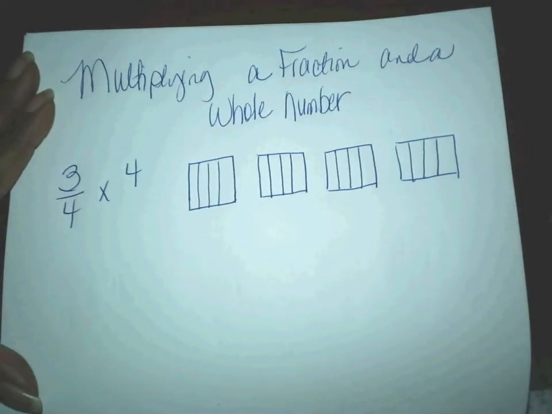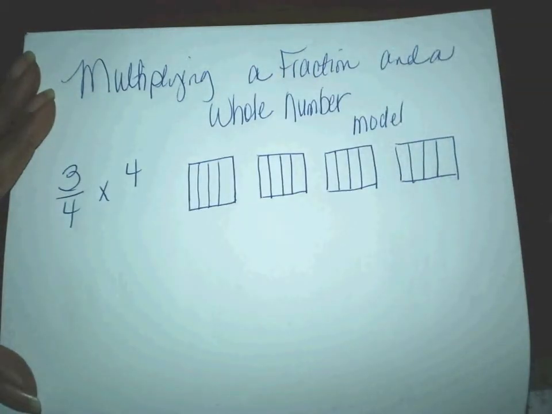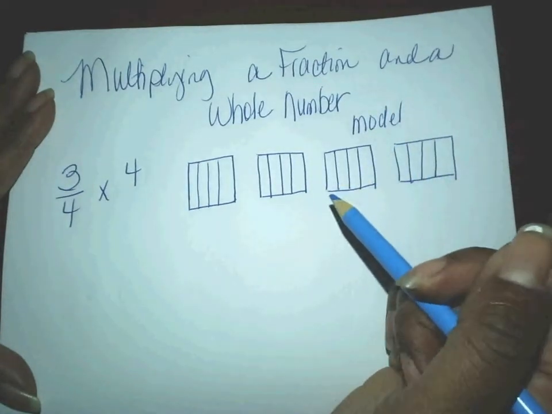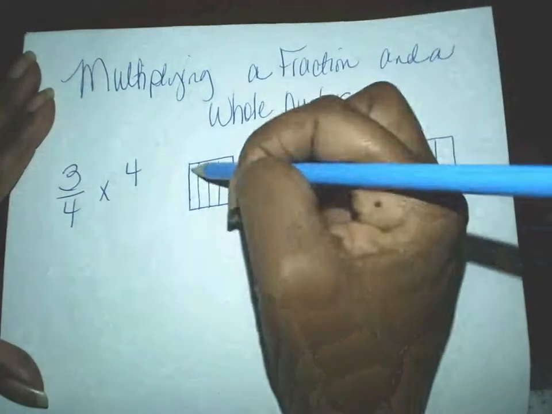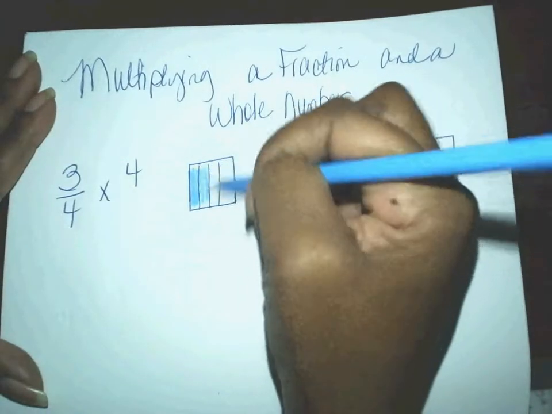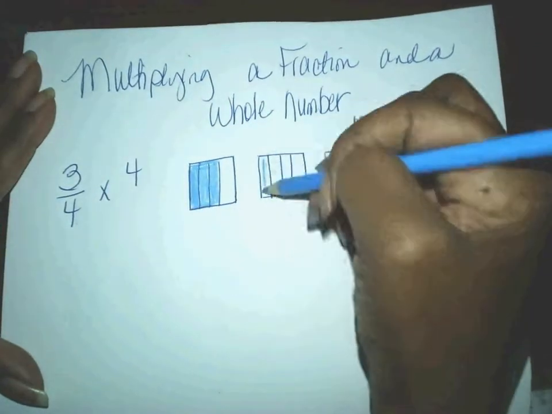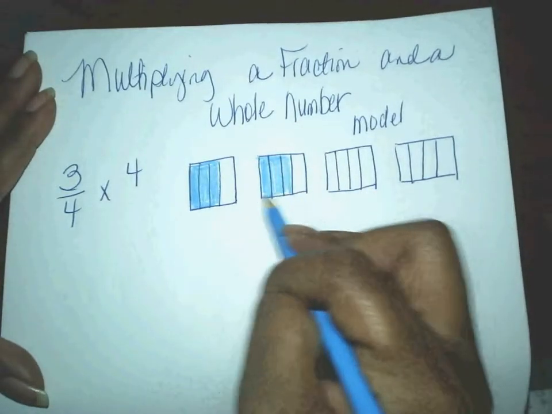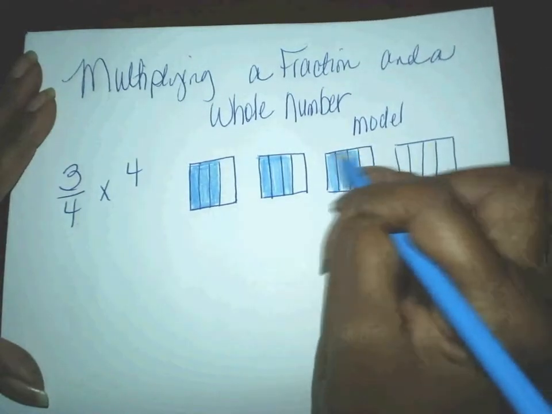All right, so the first way that I'm doing it, and this is a model. One of the 5th grade texts states that you have to be able to create some sort of representation for multiplying a fraction by a whole number, and this is the representation. All right, so I'm going to shade 3/4. So this is 1, 2, 3. There's one model. And then 1, 2, 3. I'm going to shade that on each one of them.